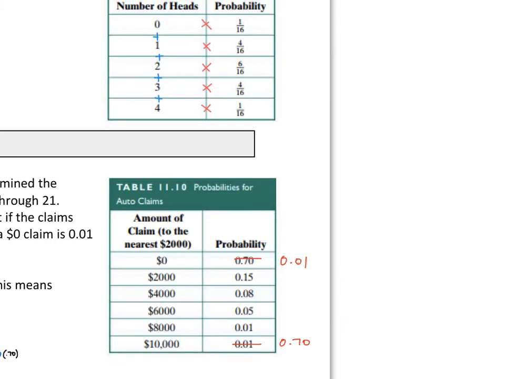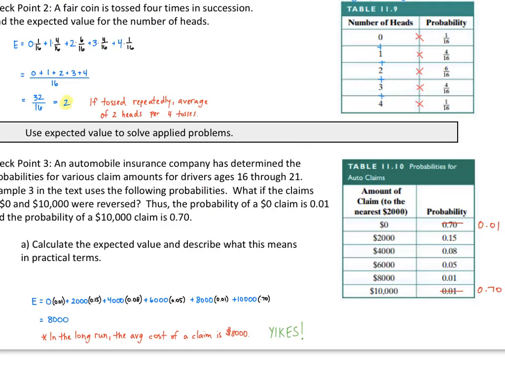So they want us to switch these two values. I want you to go ahead and set up your expected value equation. Go ahead and calculate the expected value and see if you can determine what it means in the long run. Check back when you get a chance to complete that problem.